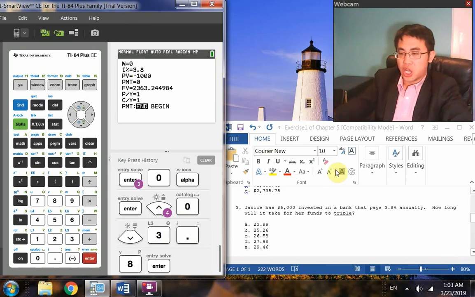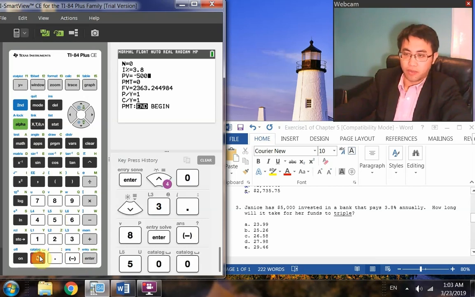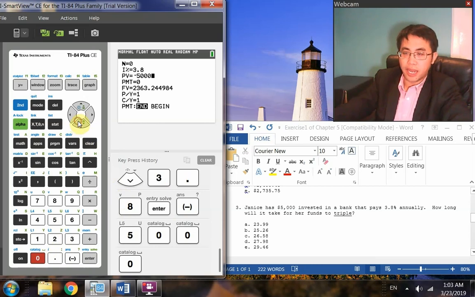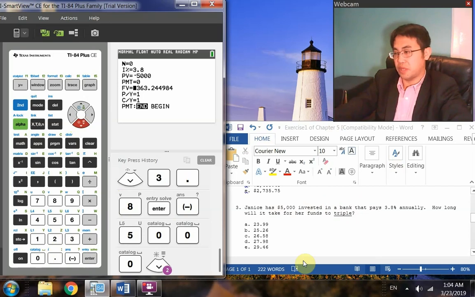And Janice will invest $5,000. Okay, so if she invests, it's going to be a cash outflow. That's cash outflowing from her pocket. So put a negative 5,000. And then payment is 0. Future value would be 3 times the $5,000 investment. Triple means 3, right? So how exactly do it?